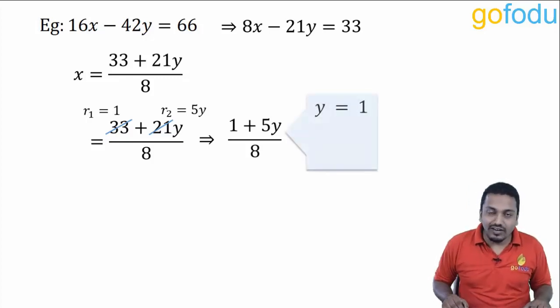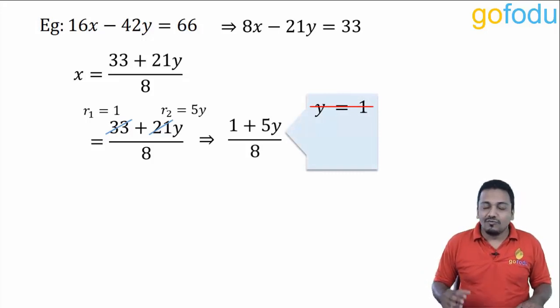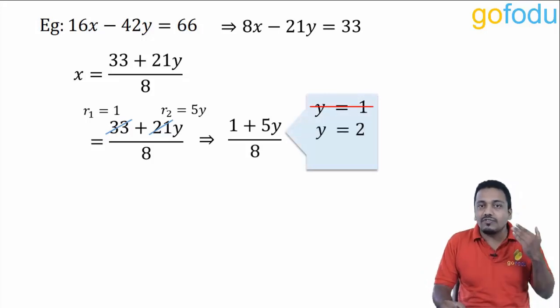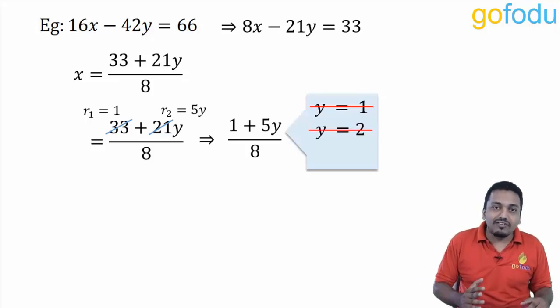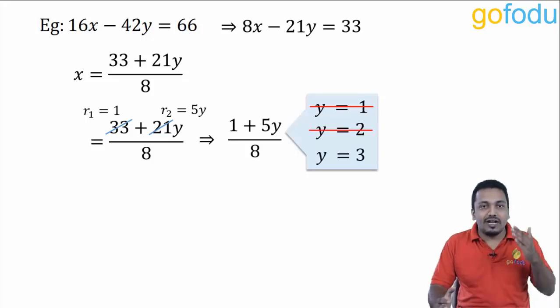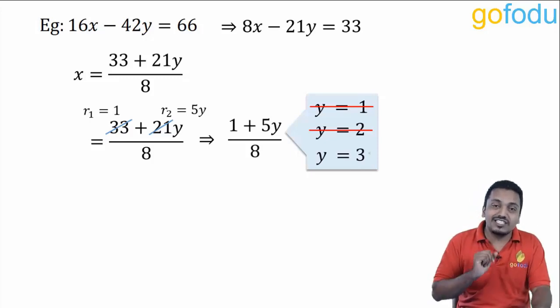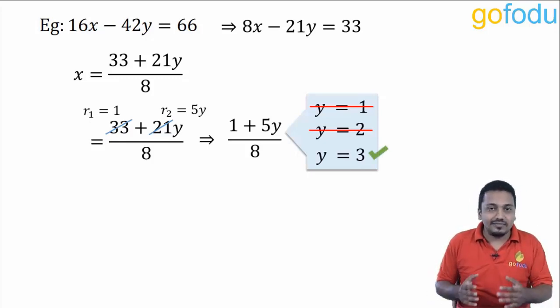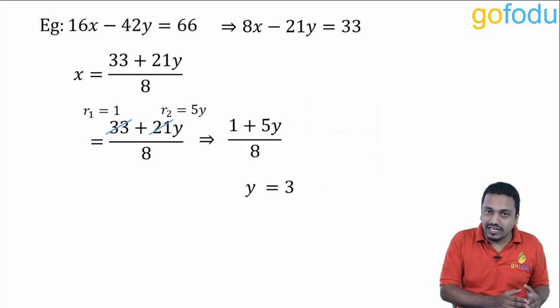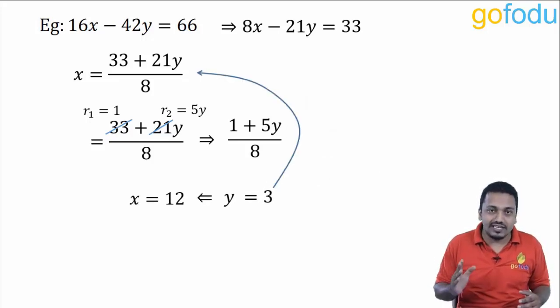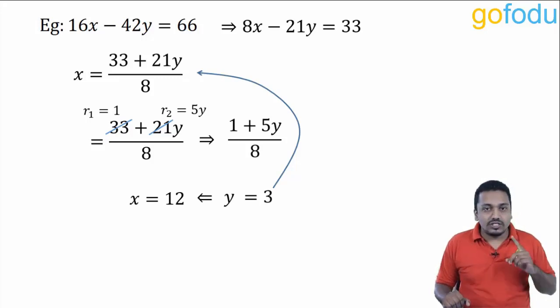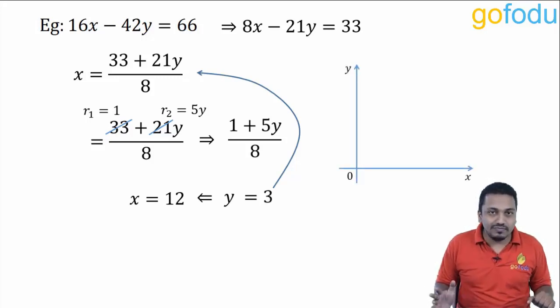For y equal to 1, 1 plus 5y gives 6, which is not divisible by 8. For y equal to 2, 1 plus 5y will be 11, again not divisible. For y equal to 3, 1 plus 5y is equal to 16, which is divisible by 8. Put y equal to 3 in the original equation, x will come out to be 96 upon 8, that is 12. Now check for increasing or decreasing slope.